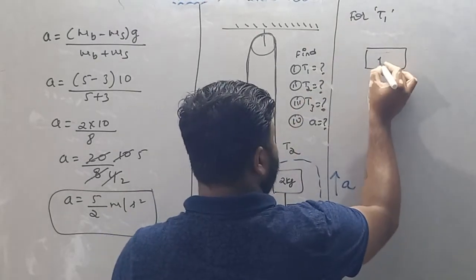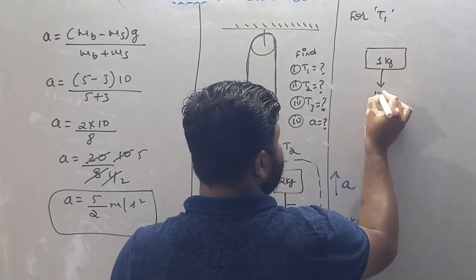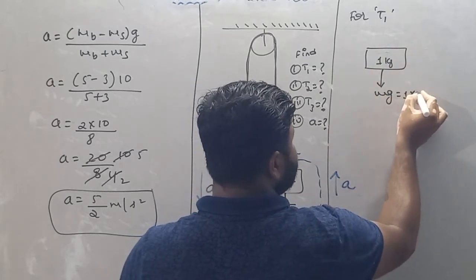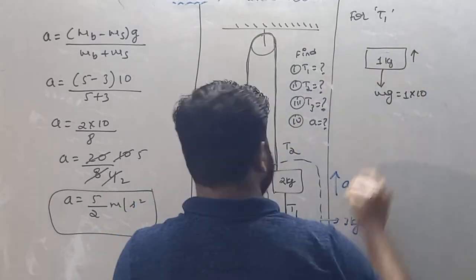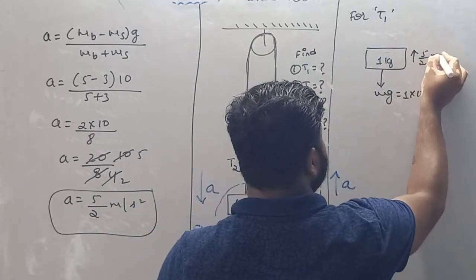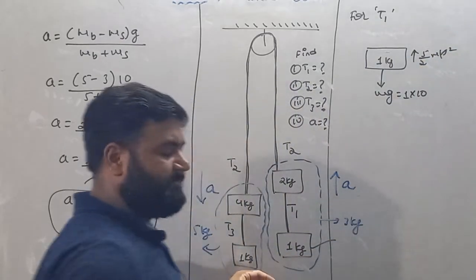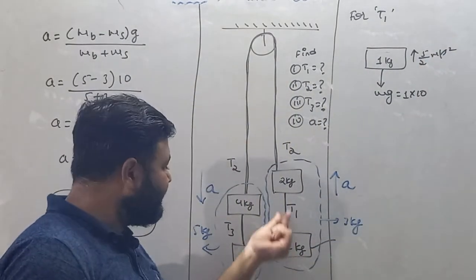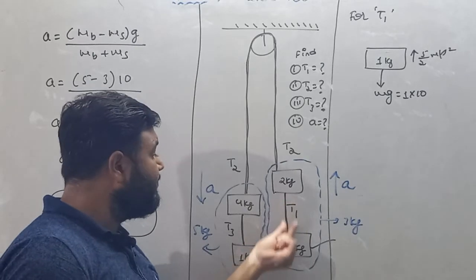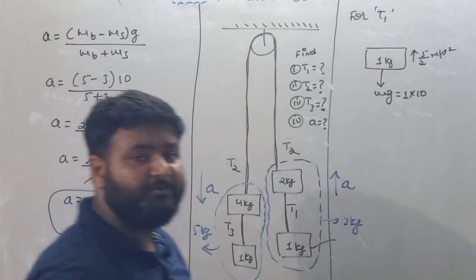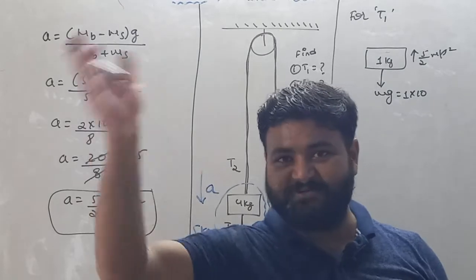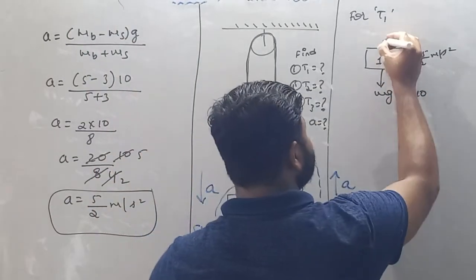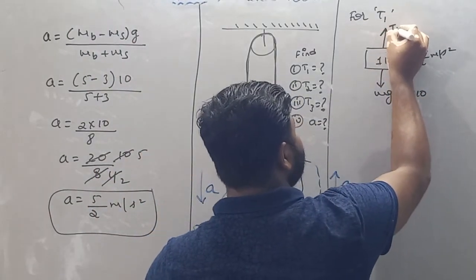It is 1 kg, so mg is vertically down. We will write it as 1 into 10. Acceleration is upward and its value is 5 by 2 meter per second square. Now see, this 1 kg is connected with a rope having tension T1, and we know that tension is always a pulling force which always acts away from the body. So let's make tension away from the body. It is like this, T1.